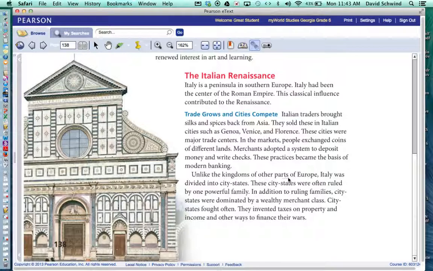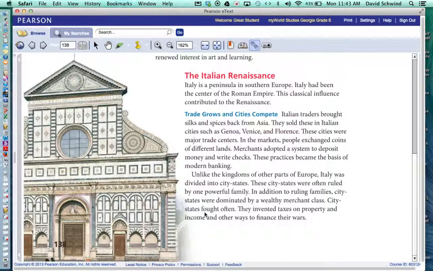Unlike the kingdoms of other parts of Europe, Italy was divided into city-states. These city-states were often ruled by one powerful family. Like in Florence, they had the Medici family. In addition to ruling families, city-states were dominated by a wealthy merchant class, people who had all the money and sold all the stuff.